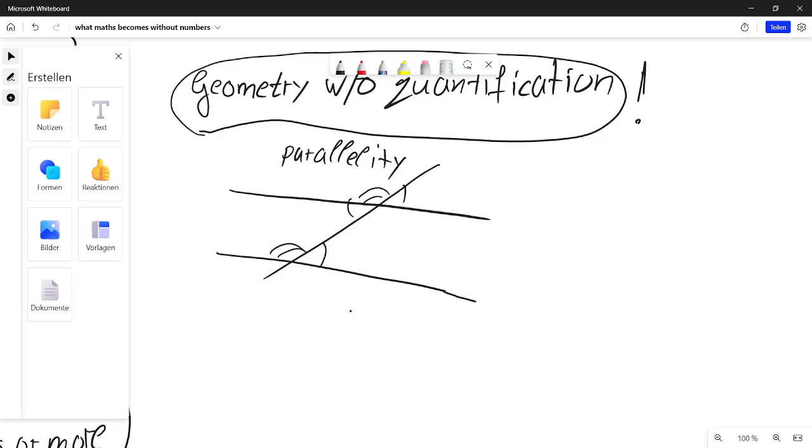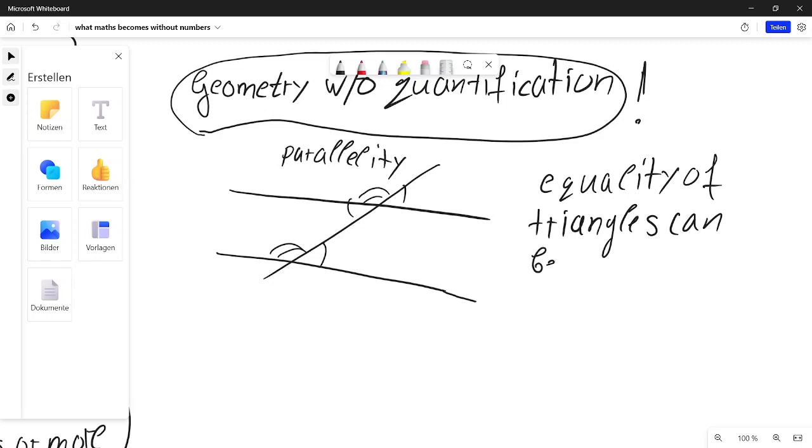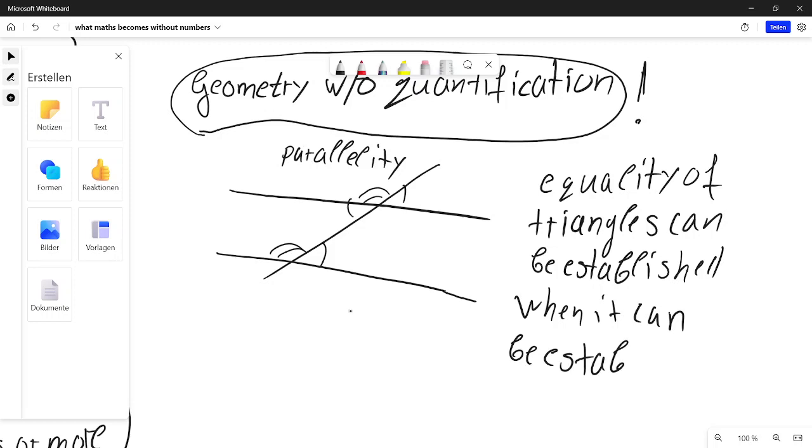For example, if we take something like, okay, that's probably too simple. Let's see in what case we could establish equality of triangles. Oh, actually, in all cases, because it is just based on equalities, so equality of triangles can be established when it can be established without computations.